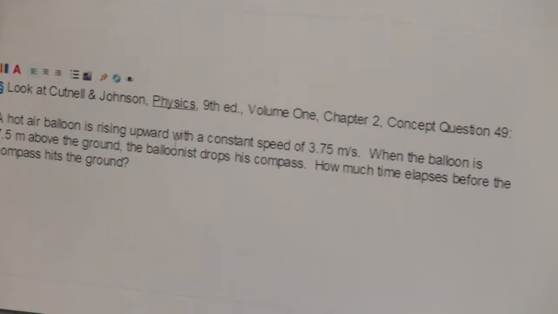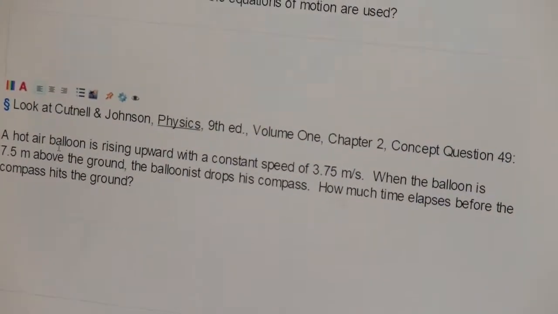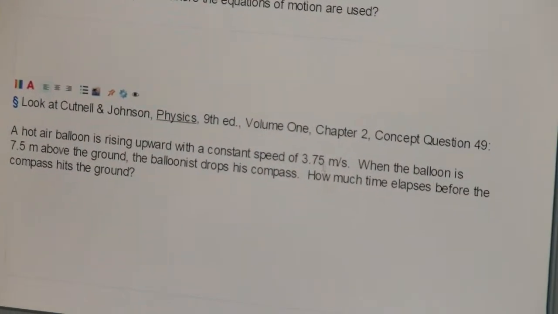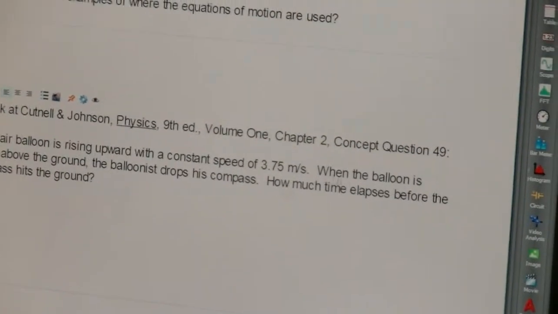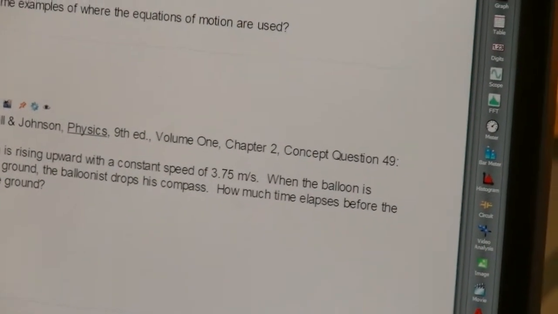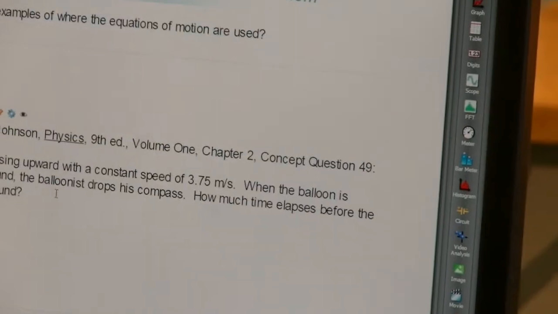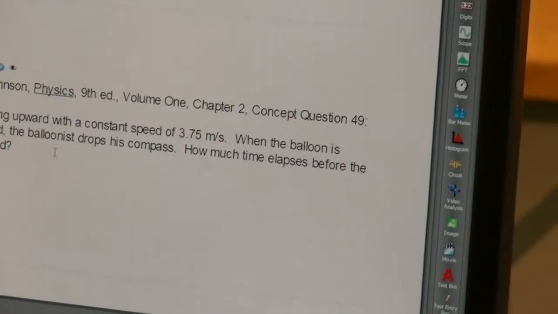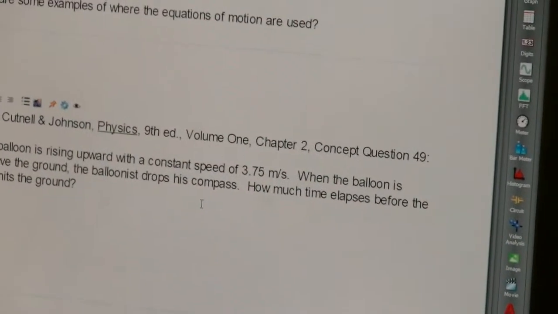And then the last question is a problem. It says that a hot air balloon is rising up with a constant speed of 3.75 meters per second. When the balloon is 7.5 meters above the ground, the balloon drops its compass. How much time elapses before the compass hits the ground?